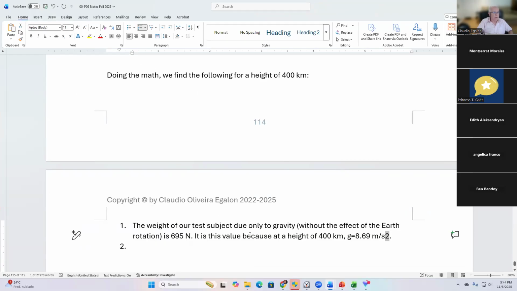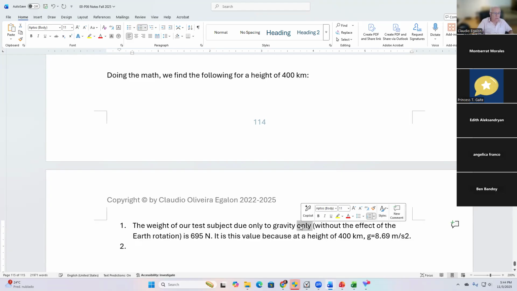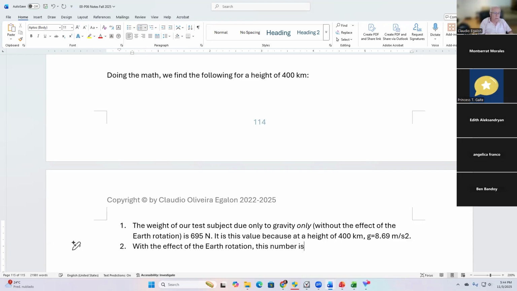The weight of our test subject due to gravity only, without the effect of the Earth's rotation. With the effect of the Earth's rotation, this number is slightly lower, 693 newtons, okay?